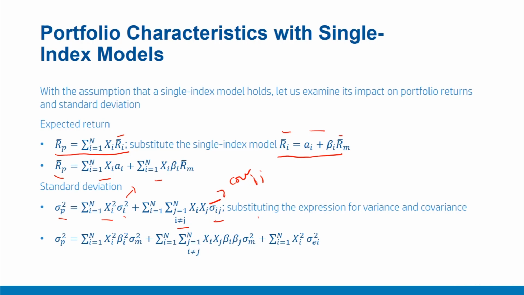Now, substituting the expression for variance and covariance in the presence of single index models, as we saw earlier, the resulting expression becomes sigma p square equal to summation i equal to 1 to n xi square beta I square sigma m square, plus summation i equal to 1 to n and j equal to 1 to n, where i not equal to j, xi xj beta I beta j sigma m square, plus summation i equal to 1 to n xi square sigma I square.